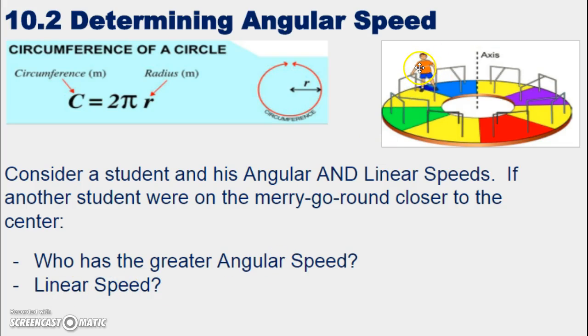Because the kid in the orange shirt is going to travel a greater circumference and thus a greater distance. If you're traveling a larger radius, you're going to have a larger circumference. That's a greater distance here. So they're going to have a greater linear speed than somebody standing closer.